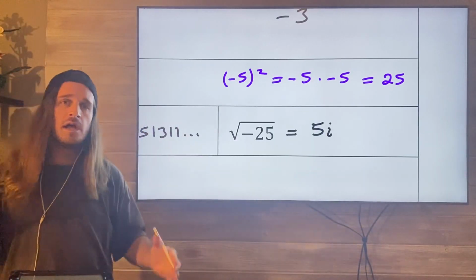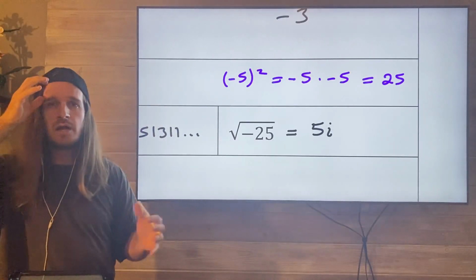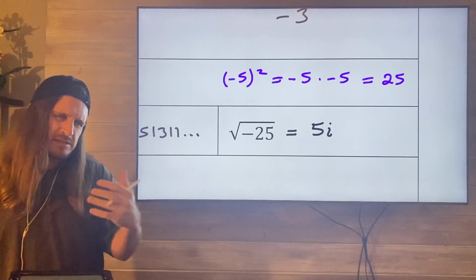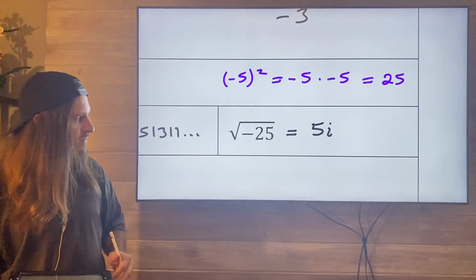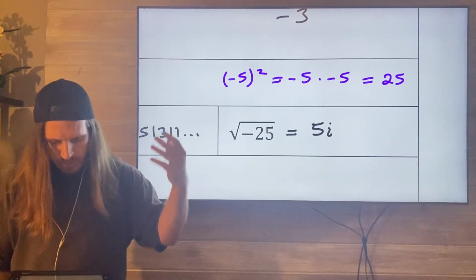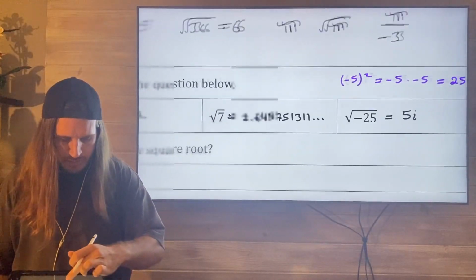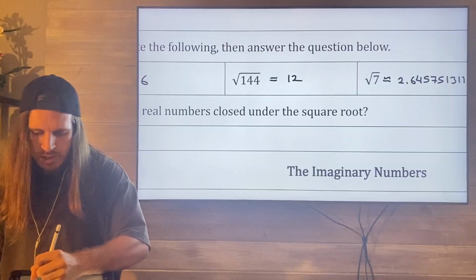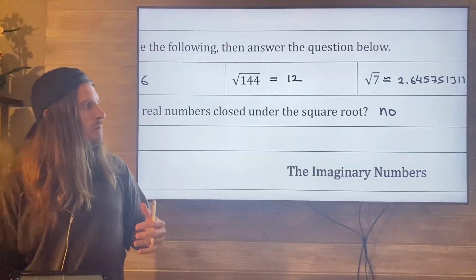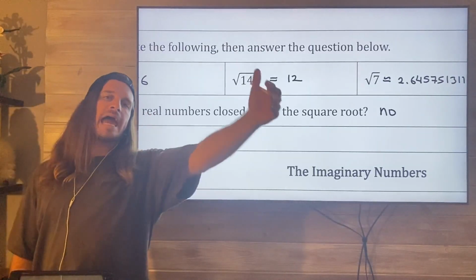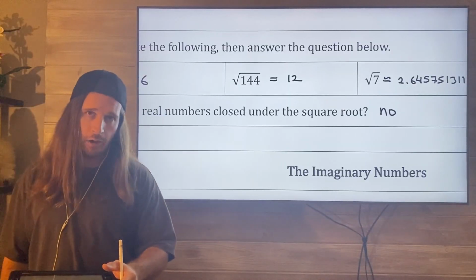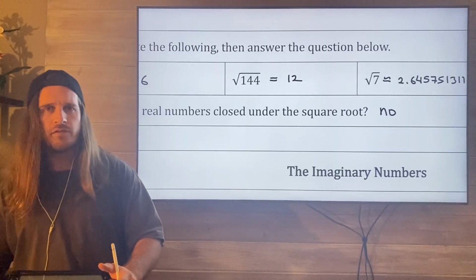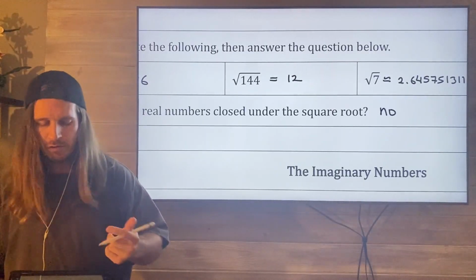This is not natural. This is not whole. This is not an integer, and it's not real, right? So we give it the name imaginary. The name's a little bit misleading, but I'll save that topic for a different time. We call it imaginary numbers. That's just the name we've given it. So are the real numbers closed under the square root? No. If you take the square root of a negative number, you're going to break out of the real numbers into the realm of imaginary numbers, a whole new type of number that we have never seen before in this video, of course.